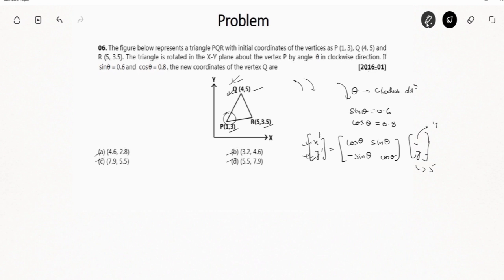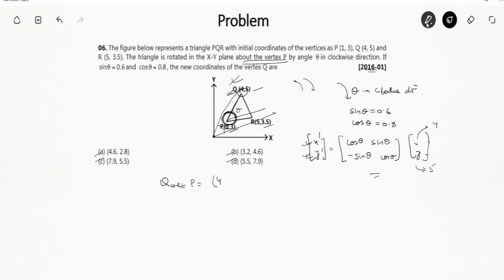Why so? Because when you put the values of x as 4 and y as 5 in this equation, you are considering that point Q is being rotated with respect to the origin. But in the question they are asking about the vertex P. So this is again a question of incremental coordinates with respect to P, how the value of Q is changing. First of all, you have to find the value of Q with respect to P, the incremental coordinate.